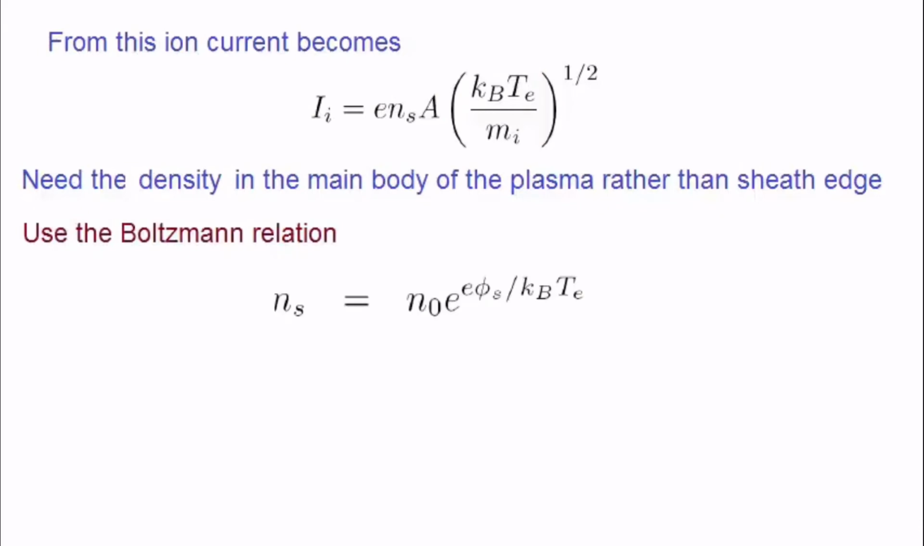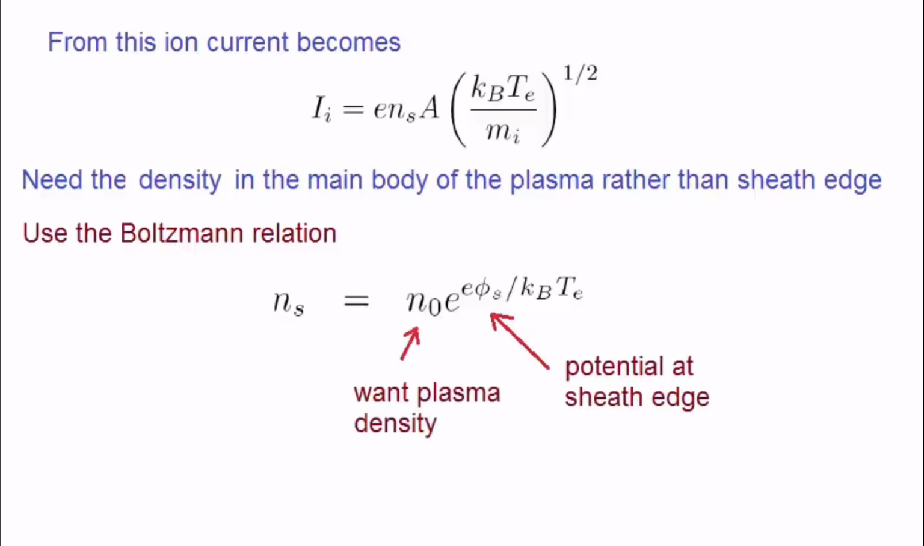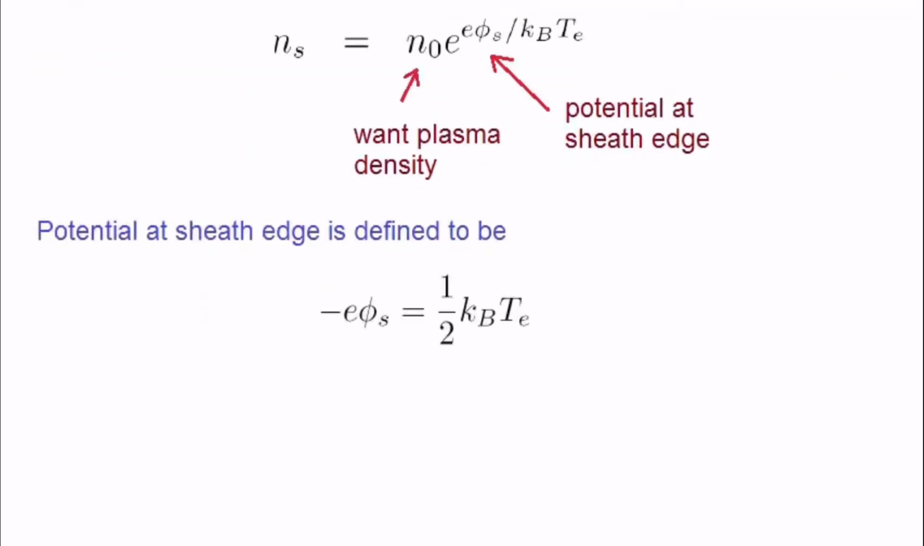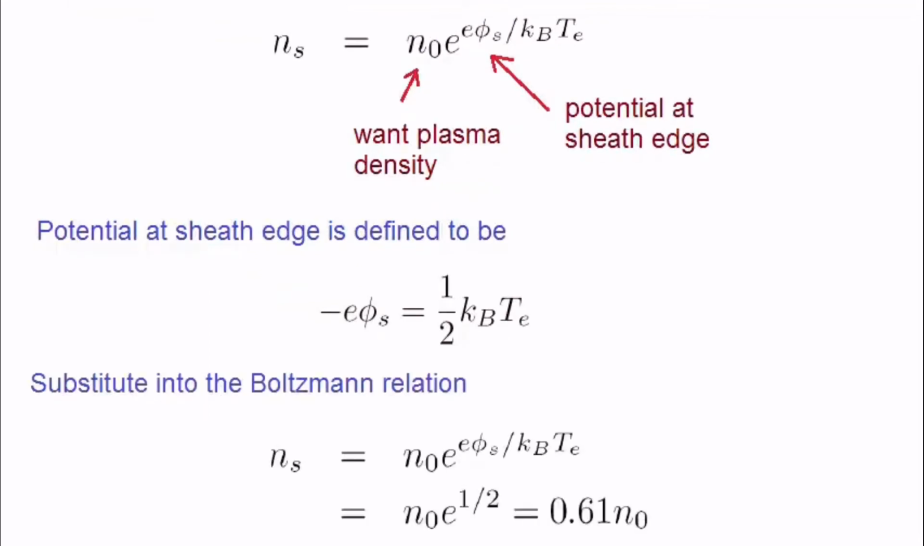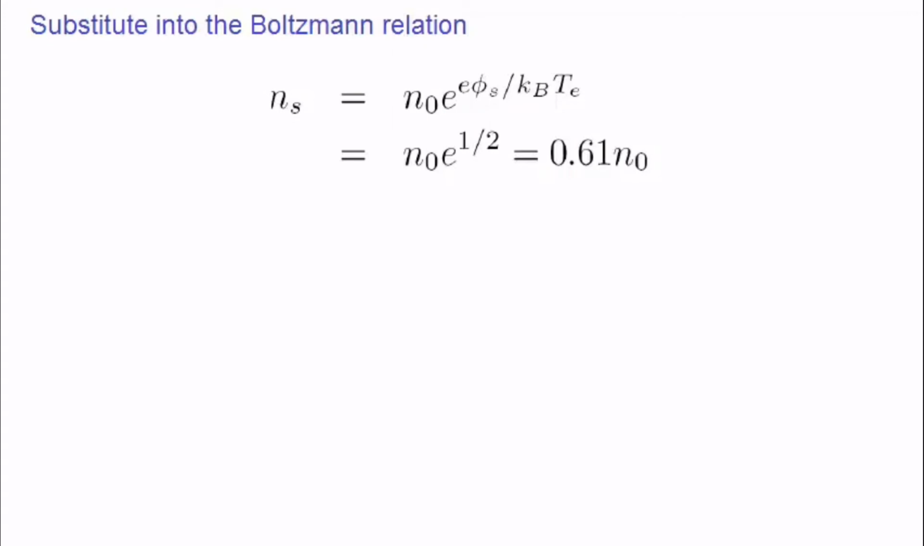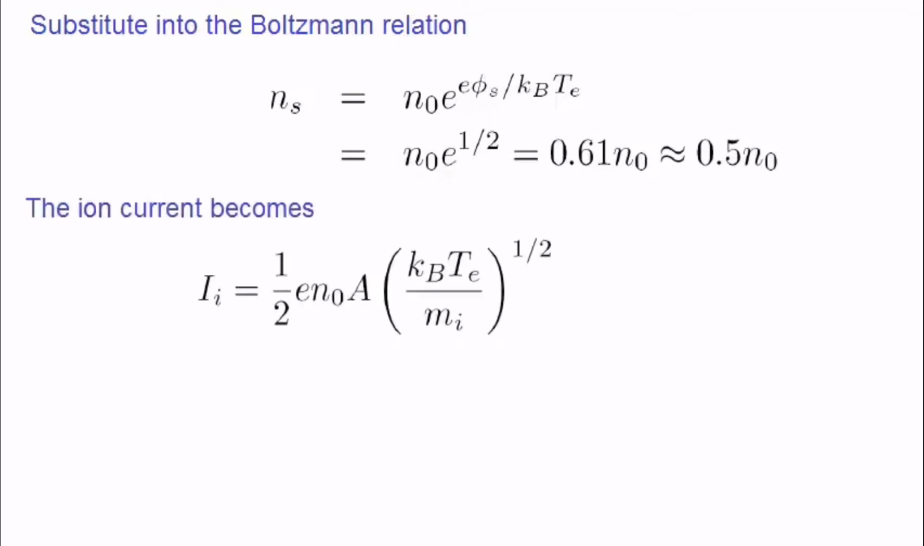Using the Boltzmann relation, we see that this is the potential at the sheath edge and N0 is the plasma density that we want. The potential at the sheath edge is defined to be the following. Now substituting into the Boltzmann relation gives the following. And then we get the value of Ns as 0.61. And if we round down, the value will be 0.5. Now the ion current becomes this, where Ns has been replaced by 0.5.